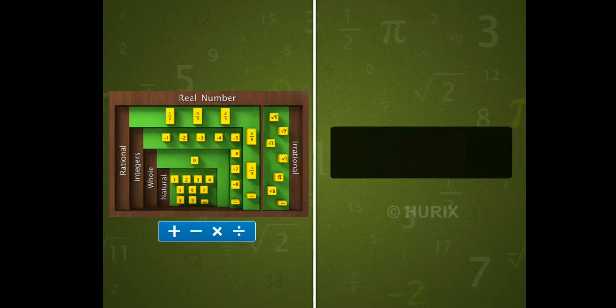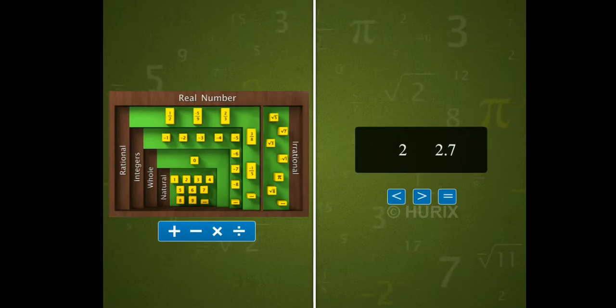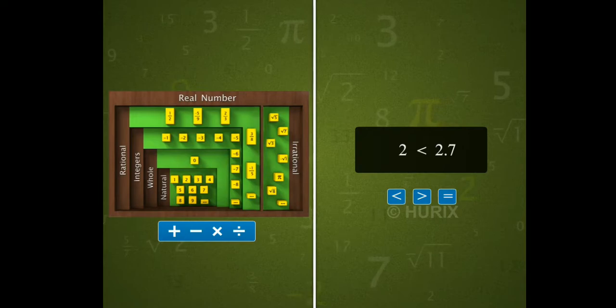Think of any two real numbers. Say 2 and 2.7. Is there any relation between the two numbers? Which of the three signs shown here can be used to show the relation between the two real numbers? 2 is less than 2.7.